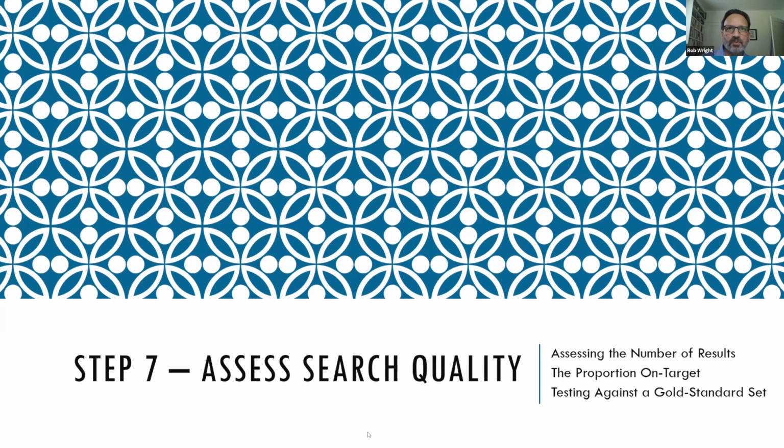You want it to be finding what it should be finding and what you know it should be finding, but you also want it to have a measure of precision so that you don't have to look through 20,000 articles in order to find what you're looking for, right? So we'll talk a bit about the proportion on target, that precision measure, and then we'll talk about testing against a gold standard set, which really gets at recall.